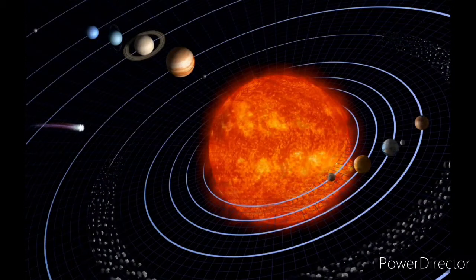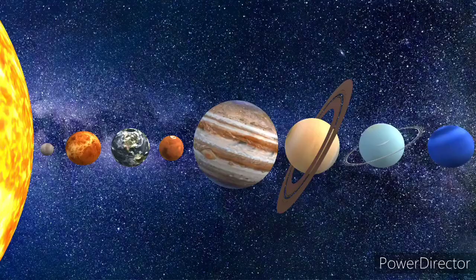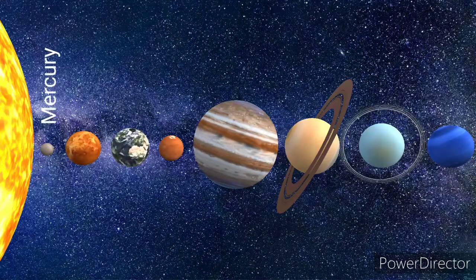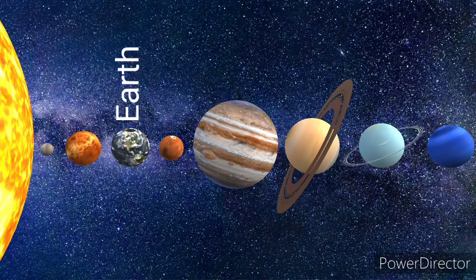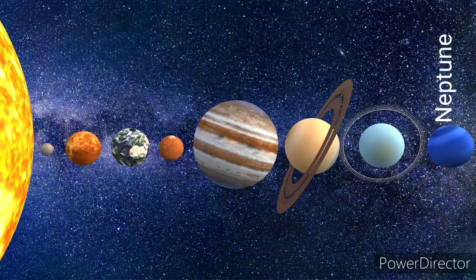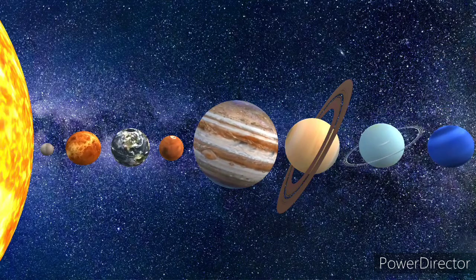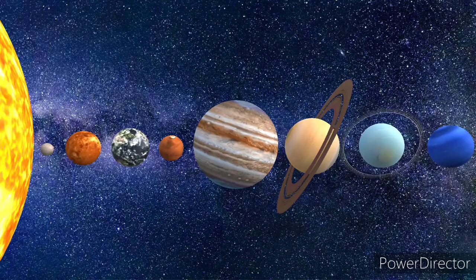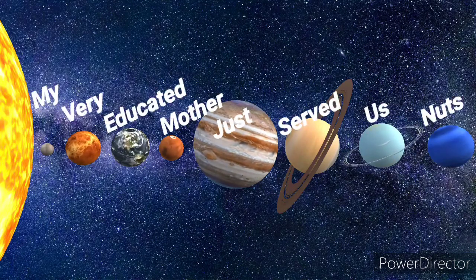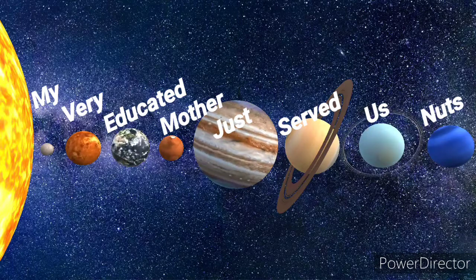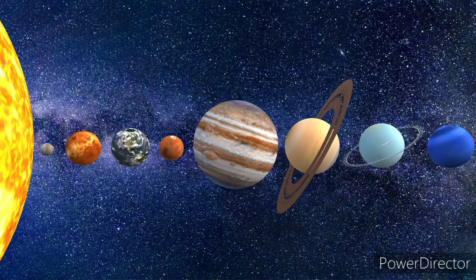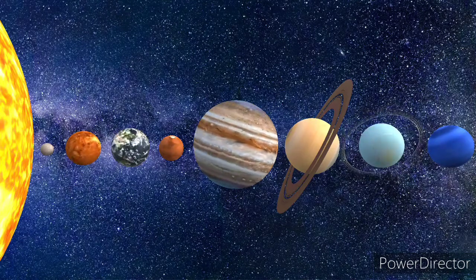All these planets are very far away from the sun. The nearest planet to the sun is the Mercury. After Mercury comes Venus, Earth, Mars, Jupiter, Saturn, Uranus and Neptune. An easy way to remember the names and the order of the planets is to memorize a sentence. My very educated mother served us nuts. So if we remember this sentence, it would be easy for us to remember the order of the planets.